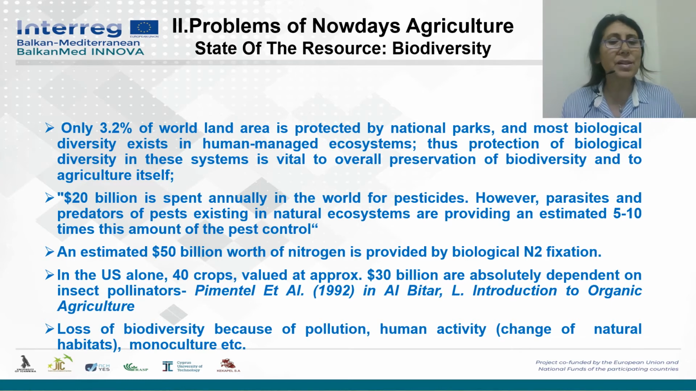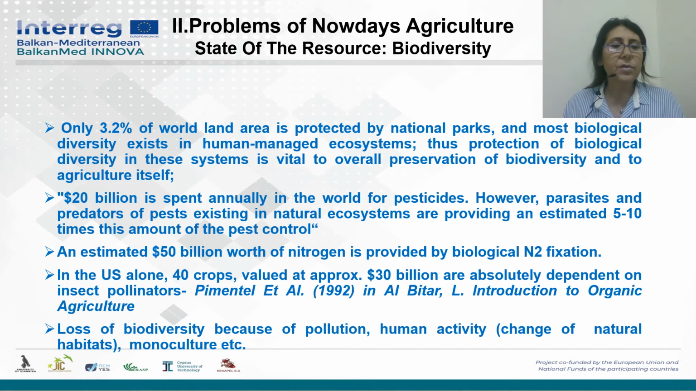Just to mention that only 3.2% of the world land area is protected by national parks, and most of the biological diversity exists in human-managed ecosystems. So, protection of biological diversity in these systems is vital to overall preservation of biodiversity and to the agriculture itself.